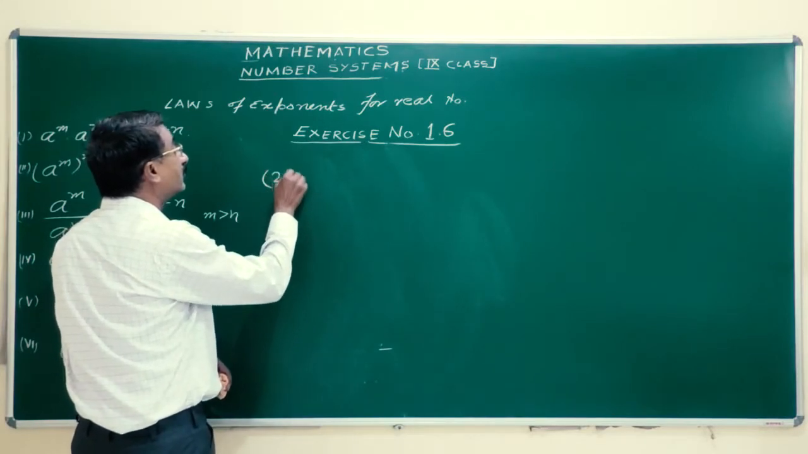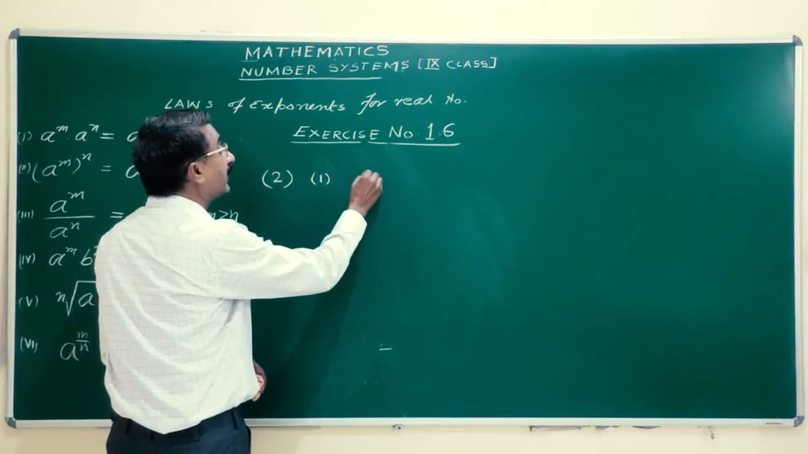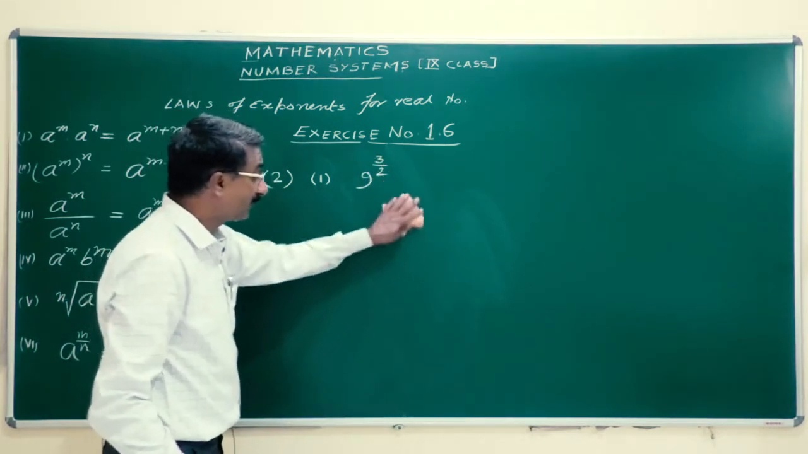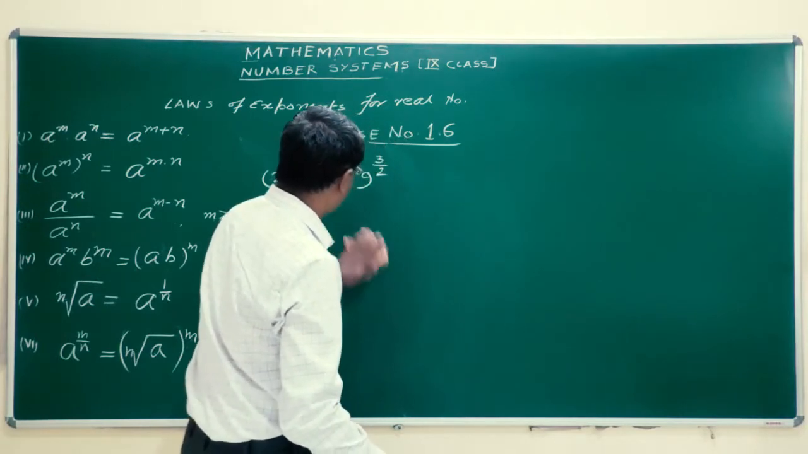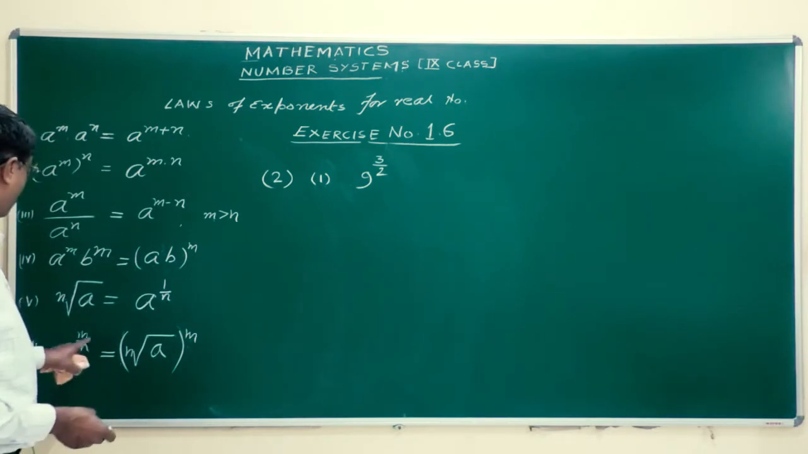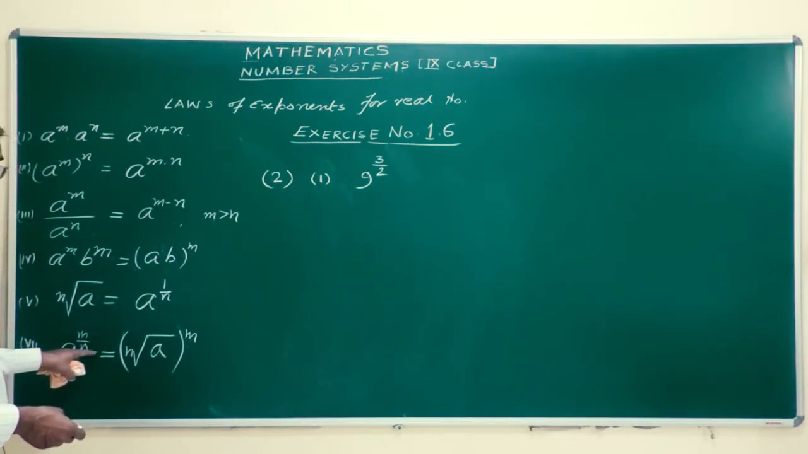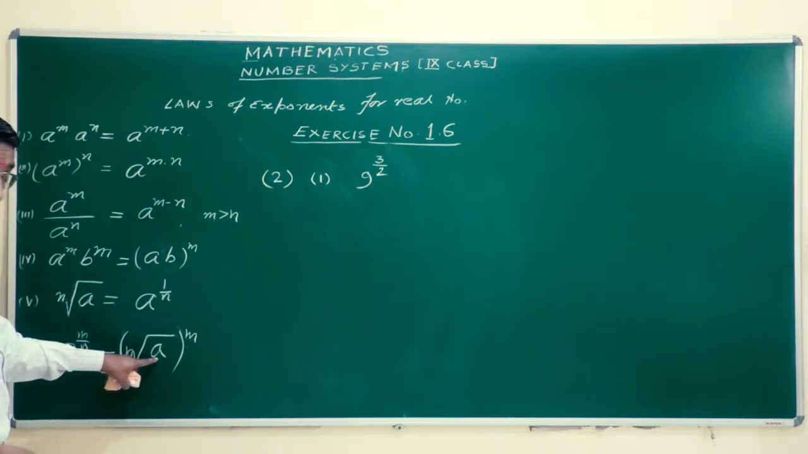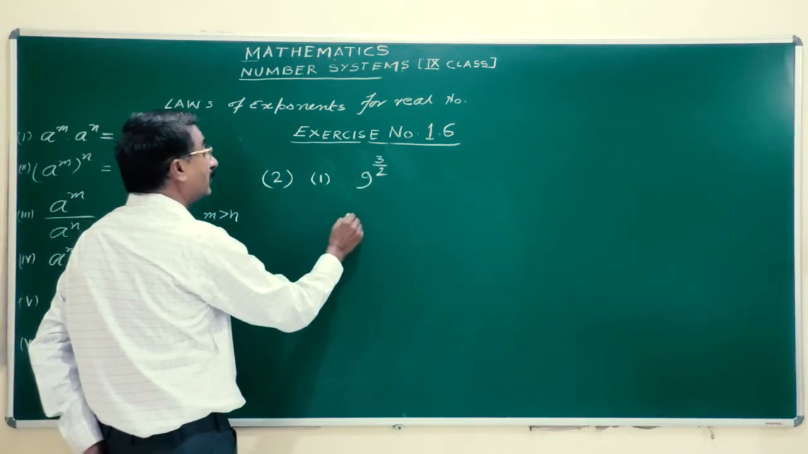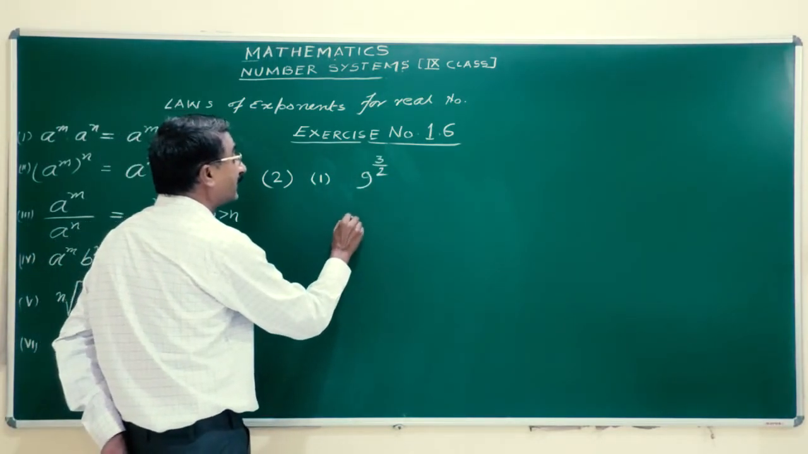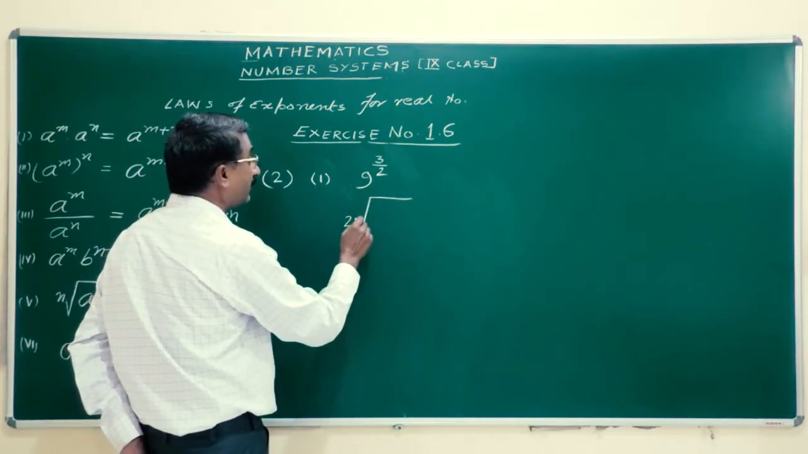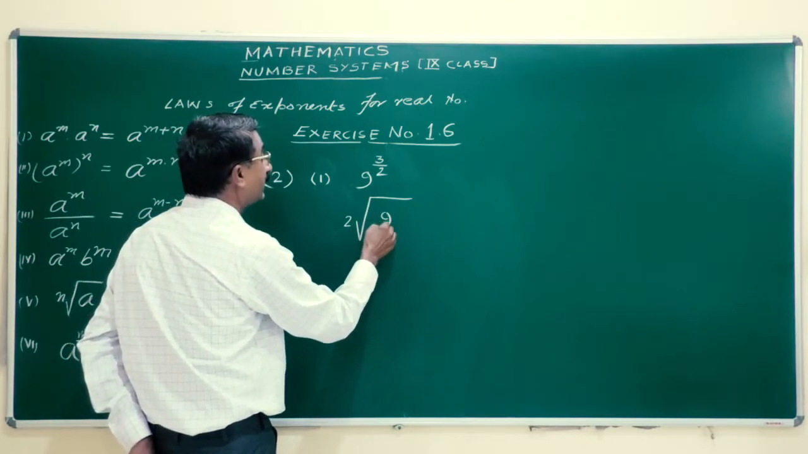Question number 2 first. 9 raised to the power 3 by 2. The question can be solved in a number of ways, but these identities are being used. Now here you can say that a raised to the power m upon n is the nth root of a raised to the power m, where this is m and this is n. So, from this identity, we can write this as the square root of 9 raised to the power 3.